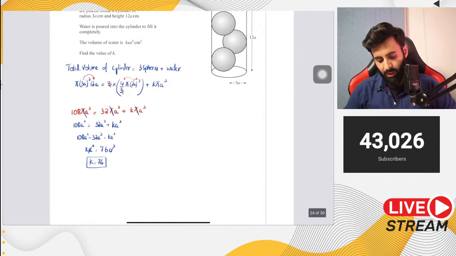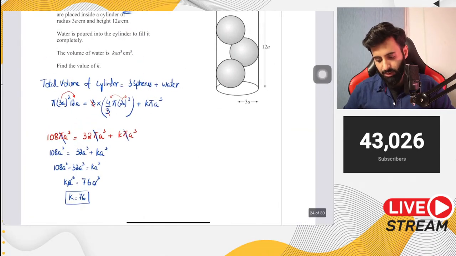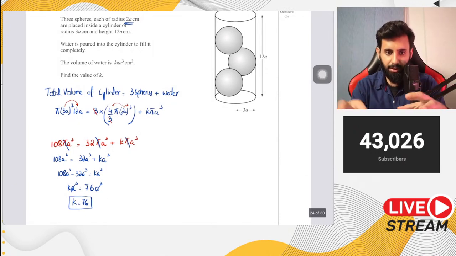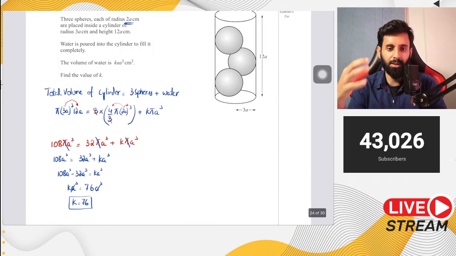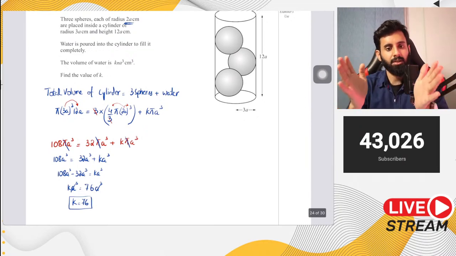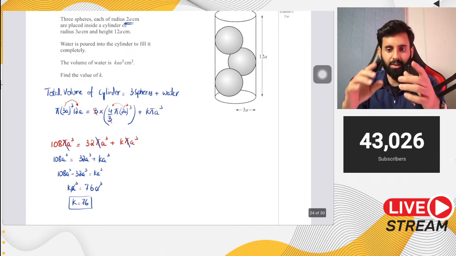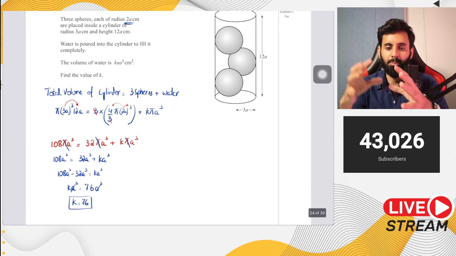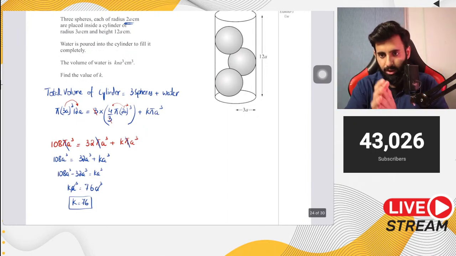That's your answer. Now remember one thing: if you have a solid which consists of another solid inside of it, and then something is poured to fill it up, then the total contents make up the volume of that solid. So in this case, the volume of the sphere plus the volume of water will make up the volume of the cylinder. Okay, so there you go.